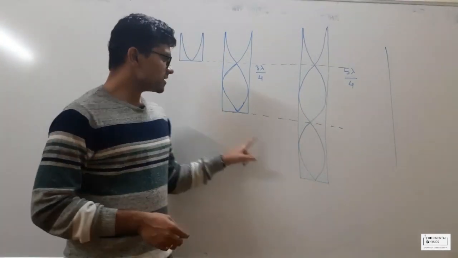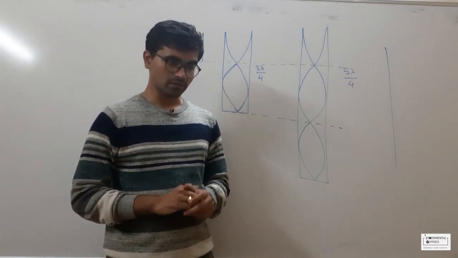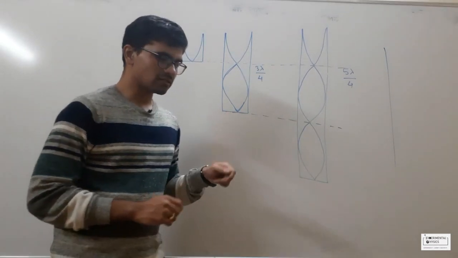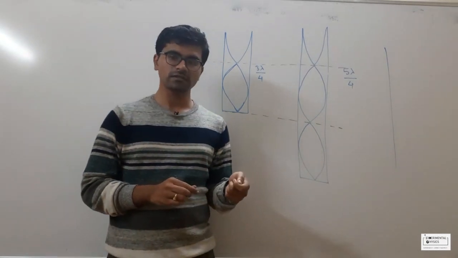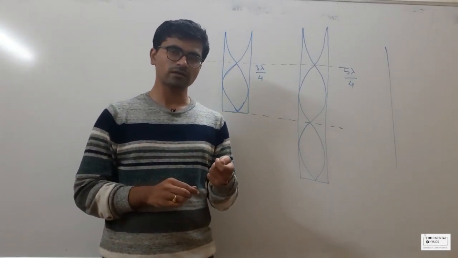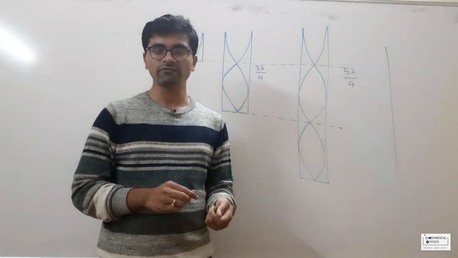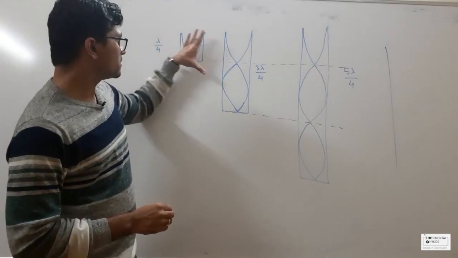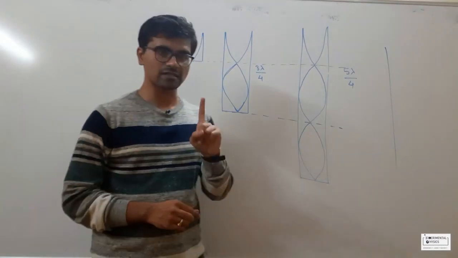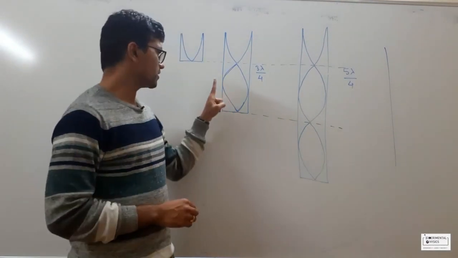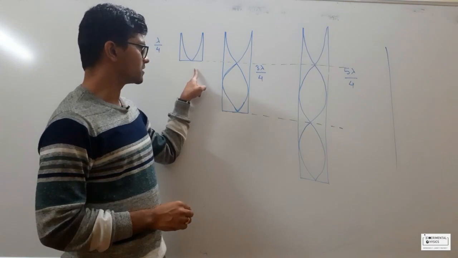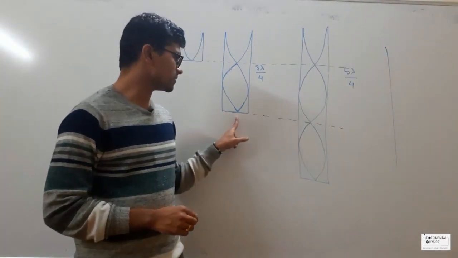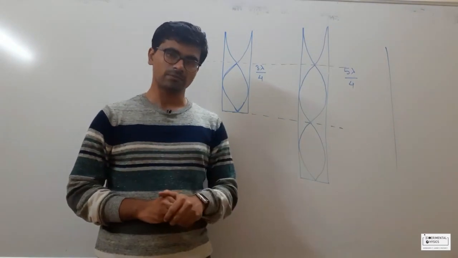Now why these three cases are important to us is because they indicate the consecutive lengths of the tube for which a standing wave might be created in the pipe. The difference between these two lengths is lambda by 2. If we subtract this length from this length, we will get lambda by 2, and if we subtract this length from this, we again get lambda by 2.